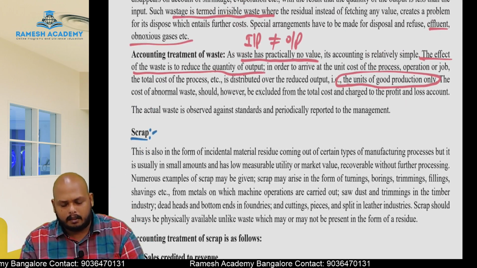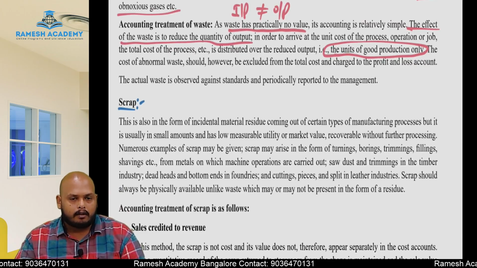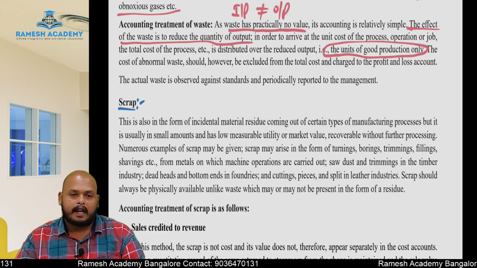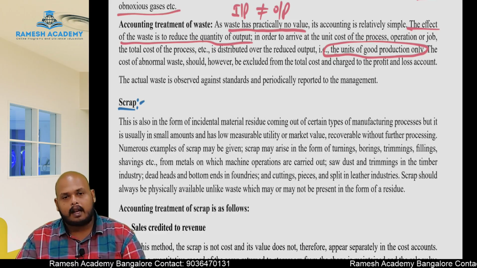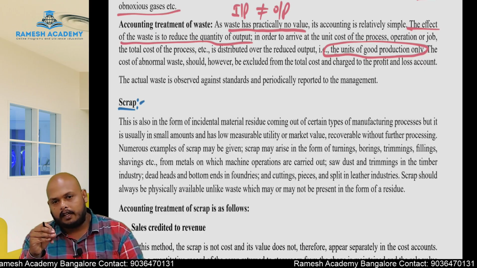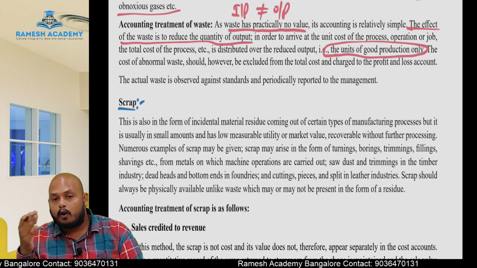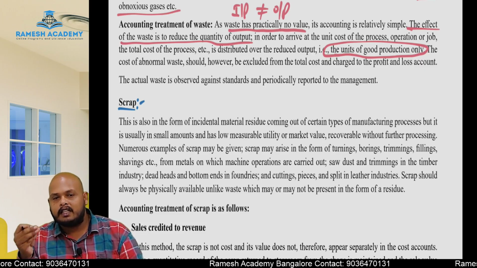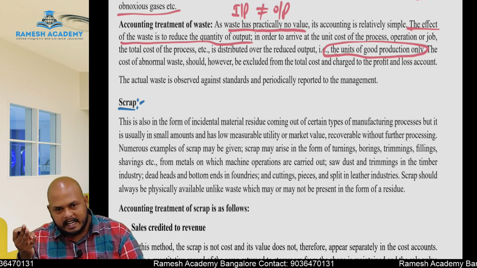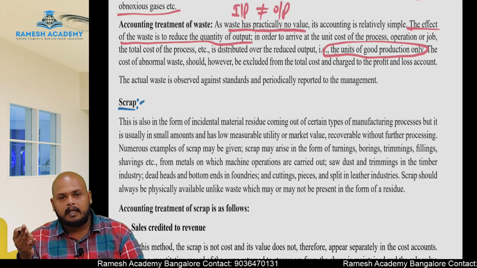Scrap is not intentionally produced when we are processing. Sometimes scrap also will arise. If you take an example of crude oil as an input, the output will be certain products. The intentional products from the crude oil we expect are petrol, diesel, and lubricant oils. These are the expected products from the crude oil.